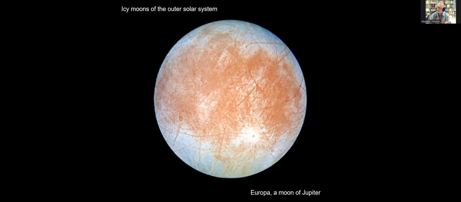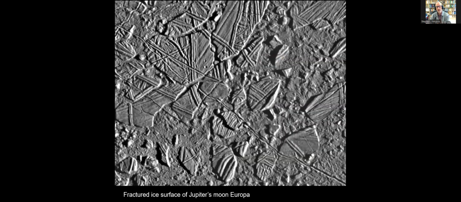Maybe we can answer the question of whether or not life emerged out there in the darkness of the outer solar system. A place like Europa, the second of the Galilean moons of Jupiter, shows fractured ice surfaces here.